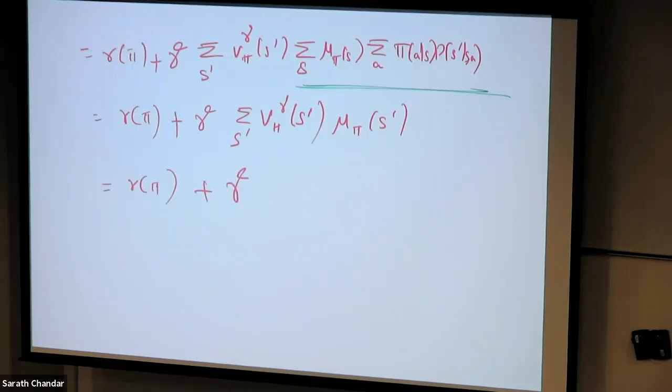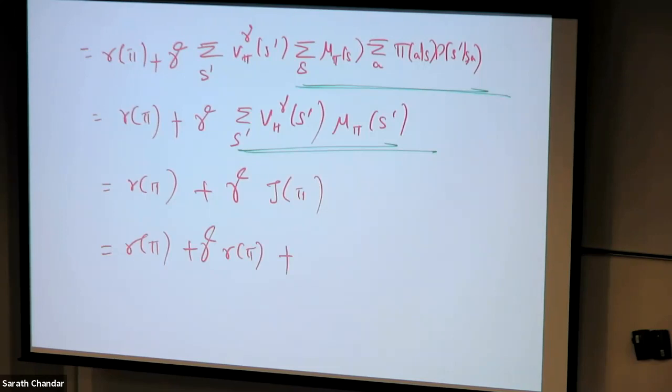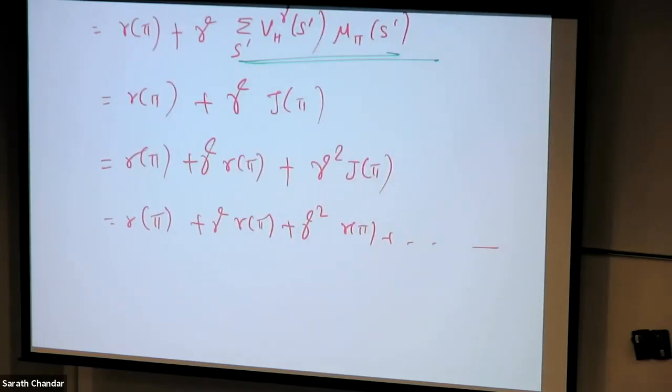Now you see, what is this? This is just the definition for j pi, right? So j of pi. Is that clear? So now I can repeat this whole process for this j pi. So this becomes r pi plus gamma times r pi plus gamma square times j pi. So then r pi plus gamma times r pi plus gamma square times r pi, and so on, right? So you have an infinite sequence of 1, gamma, gamma square, gamma cube. So if you sum that, you are going to get 1 by 1 minus gamma r pi.